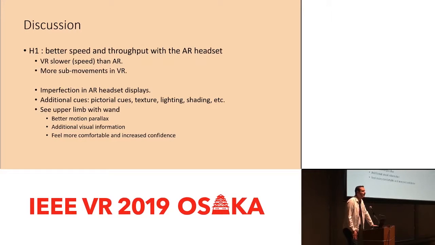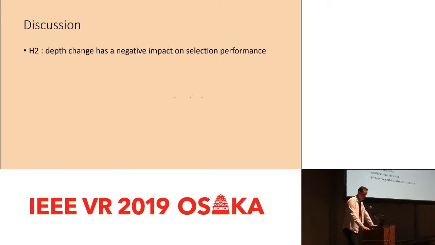Well, we can come up with hypotheses. Maybe the subjects were able to see their limbs, and they could get more motion parallax from the real world, or they felt more comfortable when they saw their hands. These are all speculations. They have to be looked at. Or in virtual reality, for example, we had different pictorial cues because the environment is completely virtual. The texture, the lighting, the shading, all this could affect the user performance.